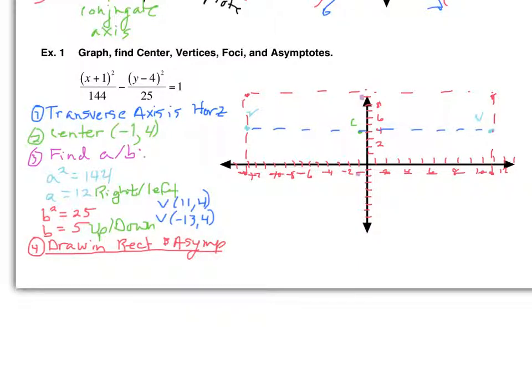It's hard to see the bottom of my box because everything's in red. But there's the rectangle. And then you want to use a straight edge and connect your diagonals going through the center and extend those diagonals, those are your asymptotes, as long as you possibly can because it gives a shape to the hyperbola.